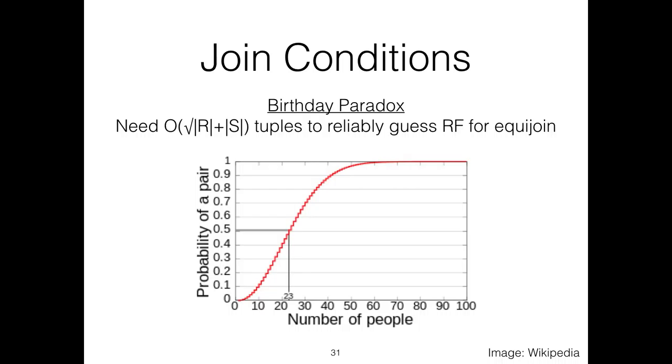In general, if I'm trying to pick from one set of records and a different set of records, and I'm trying to pick a set of matching birthdays or equality attributes that I'm doing an equijoin on, then I need to generate a sample that has a number equal to the square root of the original size of the relation in order to reliably get a chance of producing a pair that actually joins together. The square root is pretty large. So that's not really a realistic thing to do.